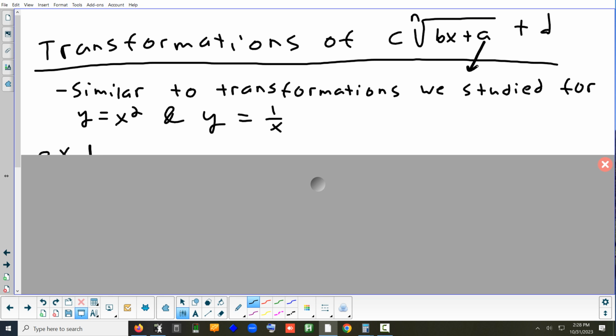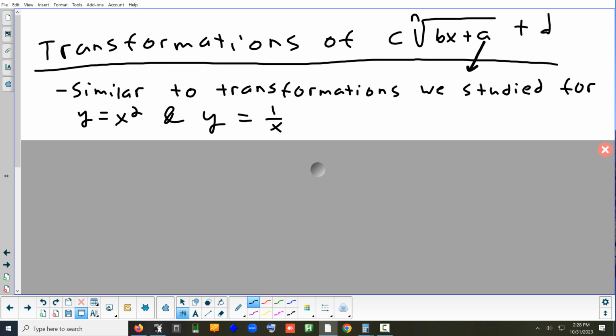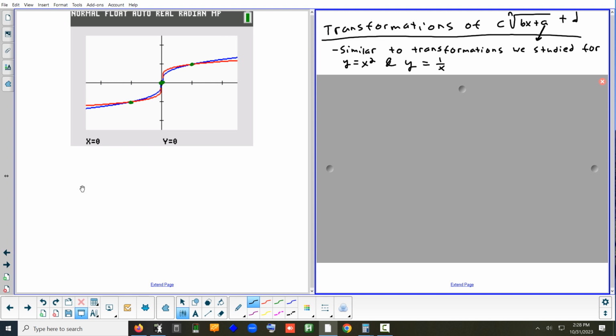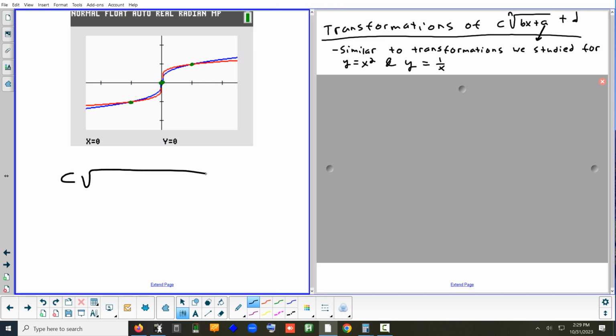Does anybody remember what A usually does? That's adding or subtracting a number inside the function. In this case, inside means under the root. Horizontal shift. Yep. And what I'll do is put this over here so we have a little more space: c times the root of bx plus a, plus t. So yeah, a is a horizontal shift.